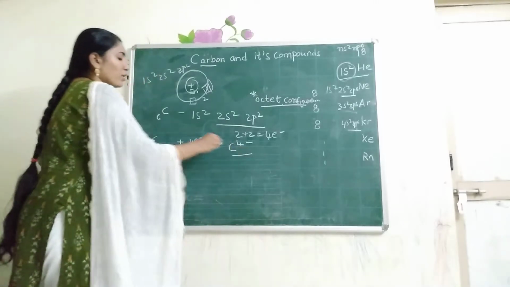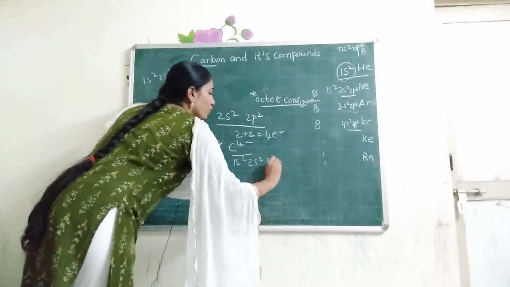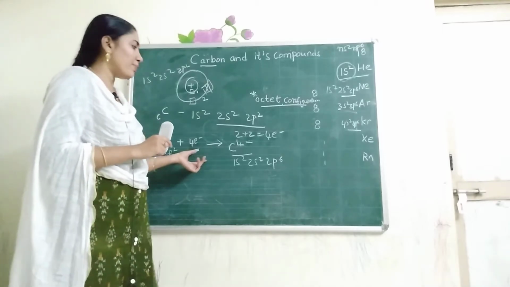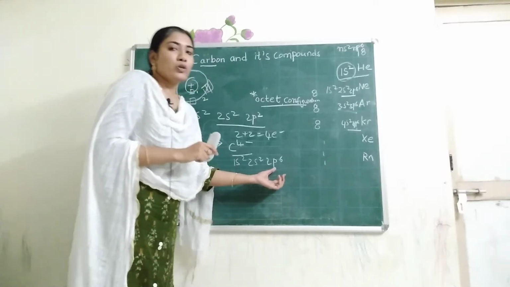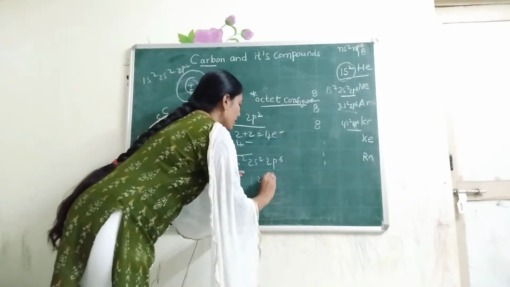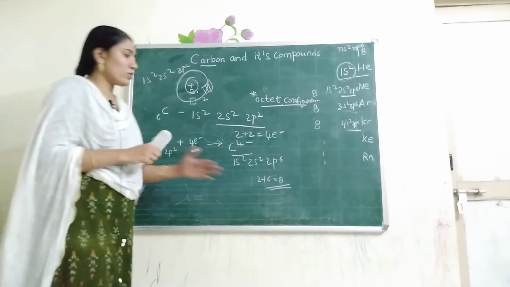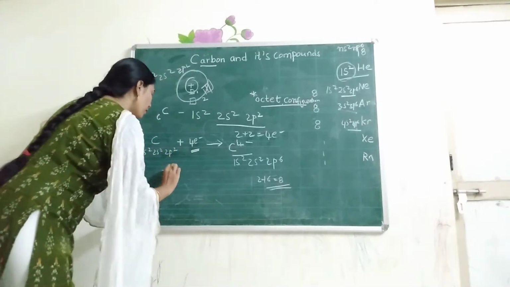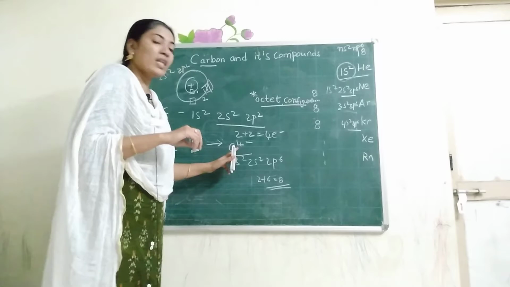What is the electronic configuration of C4 minus? 1s2, 2s2, 2p6. Okay. If carbon acquires 4 electrons, then it becomes C4 minus. The C4 minus configuration is 1s2, 2s2, 2p6. Here, in C4 minus, the outermost shell contains how many electrons? 2 plus 6, that is equal to 8. It attains the octet configuration, so it becomes stable, isn't it? Yes. But okay, here how many electrons are there in C4 minus?